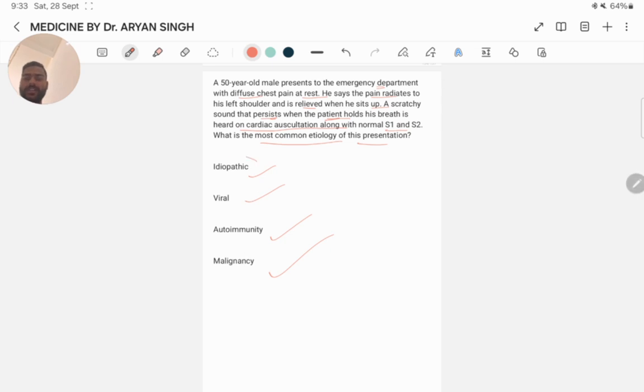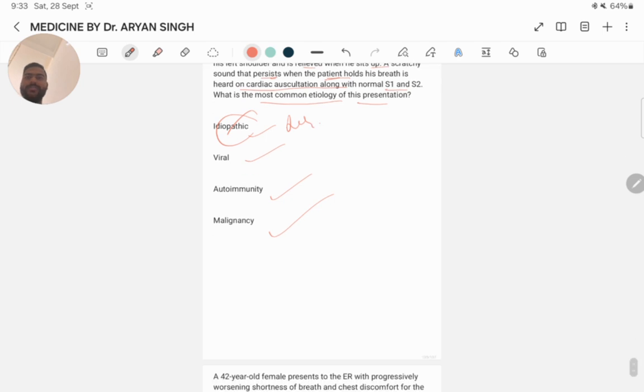Here the answer is idiopathic. The clinical features of diffuse chest pain at rest that is relieved on sitting up, radiation of pain to the left shoulder, and the presence of a scratchy sound on auscultation, a pericardial friction rub, are typical of pericarditis. Pericarditis can have various causes, and in most cases the exact cause remains unknown. Idiopathic pericarditis is the most common cause.